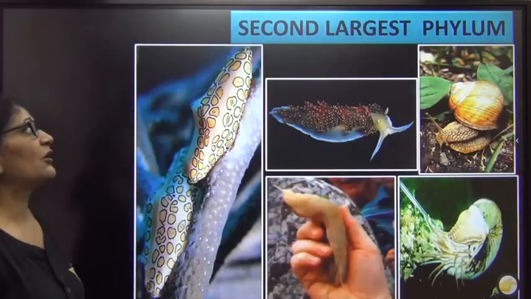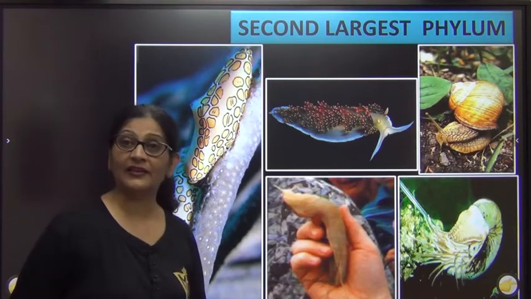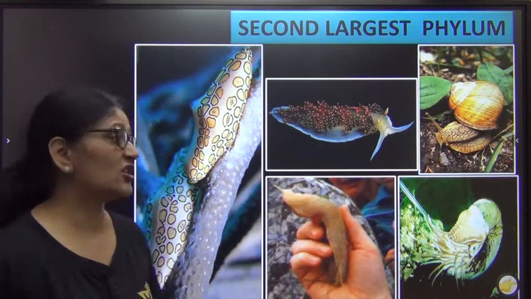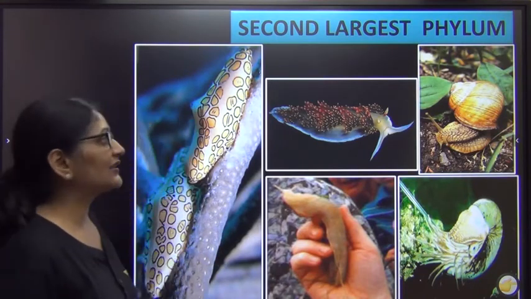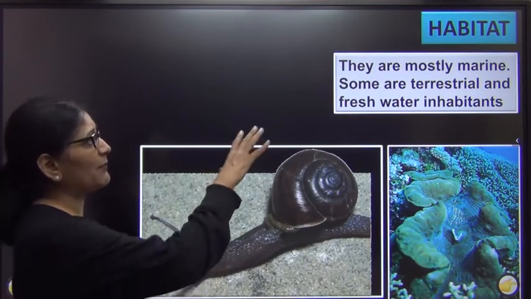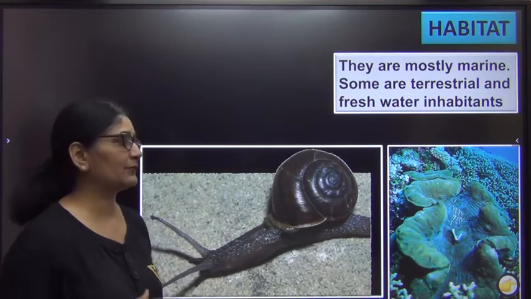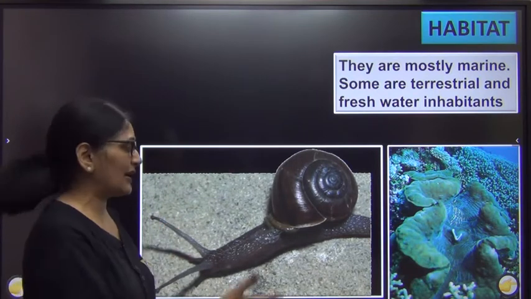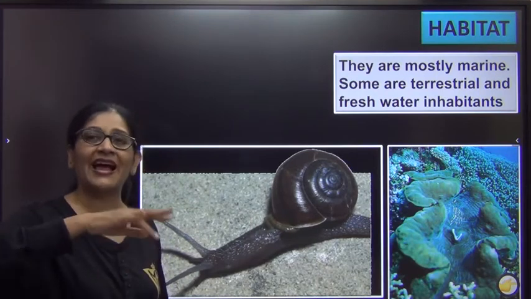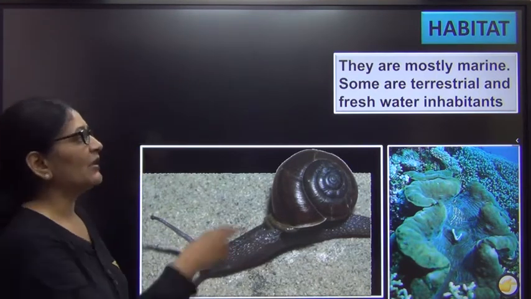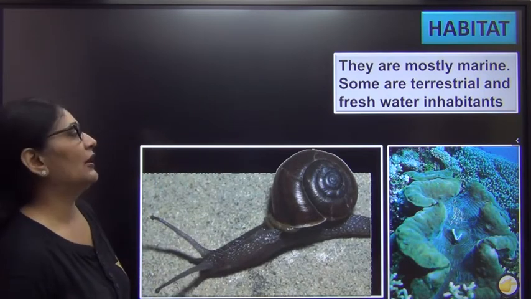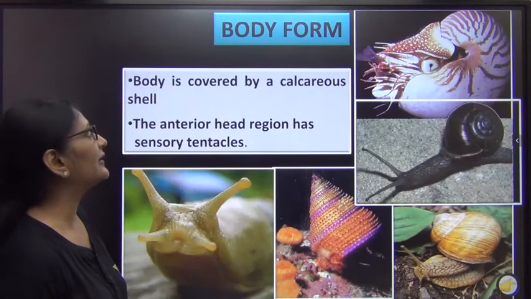Right? So first about mollusca, I want to tell you one thing. They are the second largest phylum after arthropoda. If arthropoda is the largest phylum, then mollusca are the second largest phylum. Where are they found? Most of them are marine. Most of them, you will see, are marine, aquatic. Some are freshwater also, like snails, and snails are terrestrial also. They also come on the land and they stick on the walls, etc. So they are mostly marine, but some of them may be terrestrial or freshwater inhabitants as well.